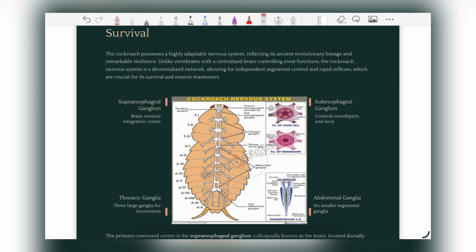Supraesophageal ganglion: brain, sensory integration center. Subesophageal ganglion: controls mouth parts and neck. Abdominal ganglia: 6 smaller segmental ganglia. Thoracic ganglia: 3 large ganglia for locomotion.